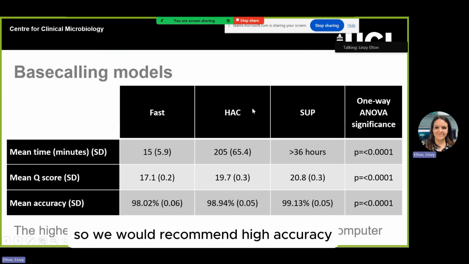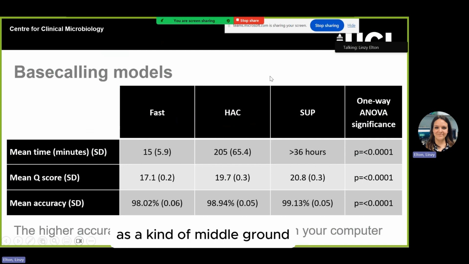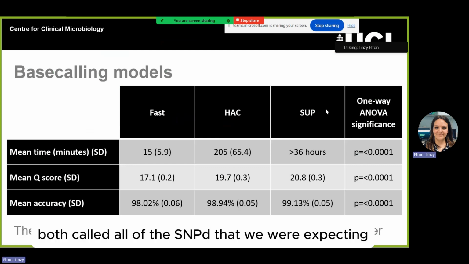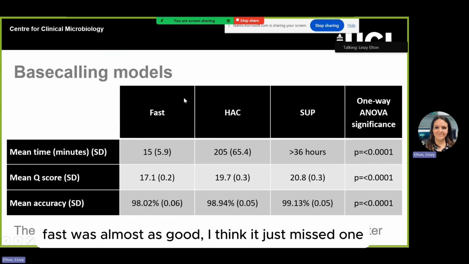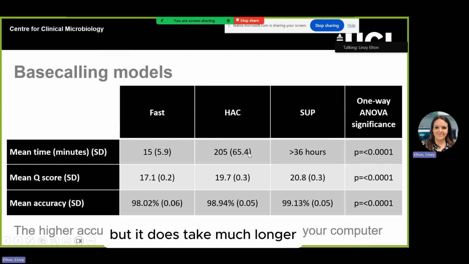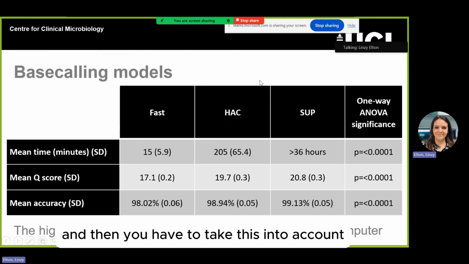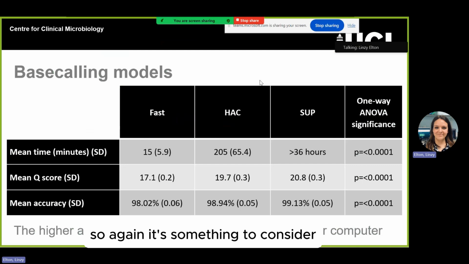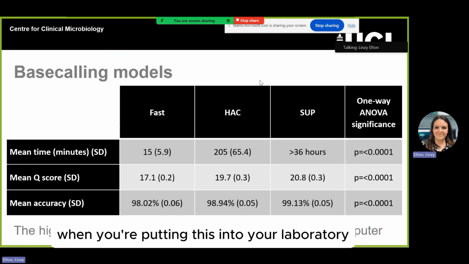So we would recommend high accuracy as a middle ground. We found that high accuracy and super high accuracy both called all of the SNPs that we were expecting. Fast was almost as good. I think it just missed one. But obviously it does take much longer, and you have to take this into account if you are doing this for a patient who is waiting for appropriate treatment. So again, it's something to consider when you're putting this into your laboratory.